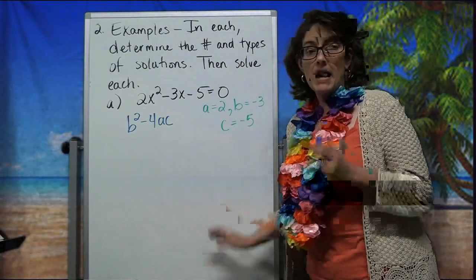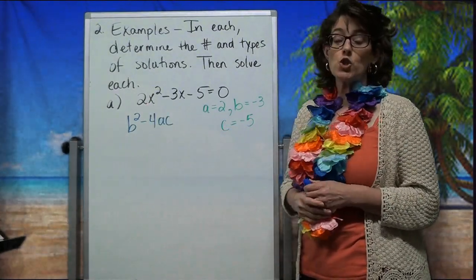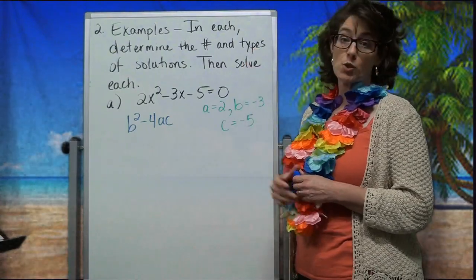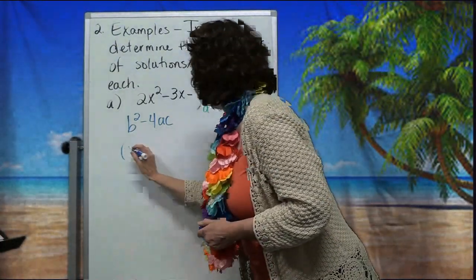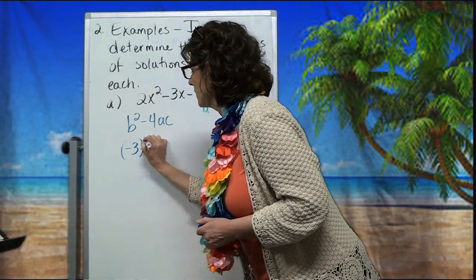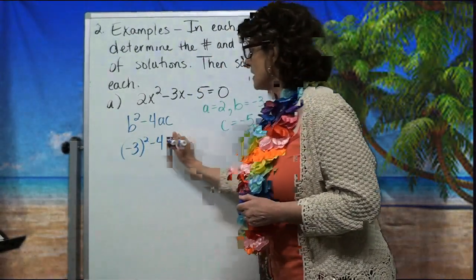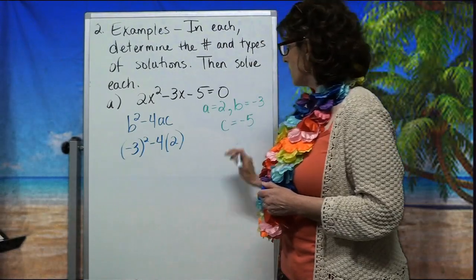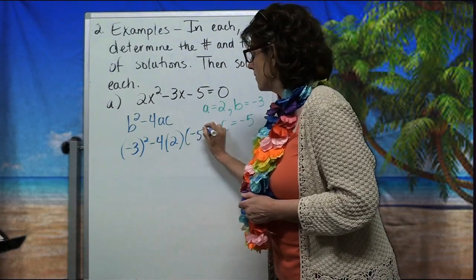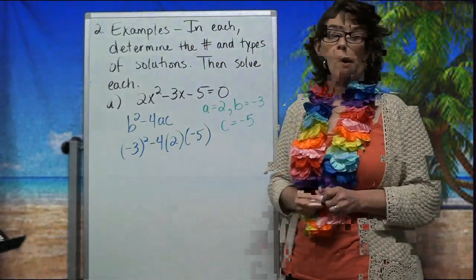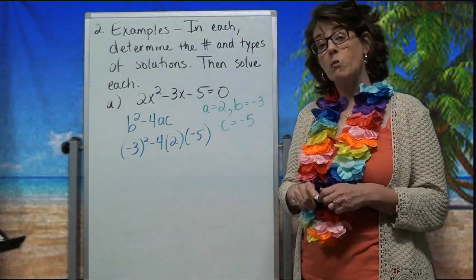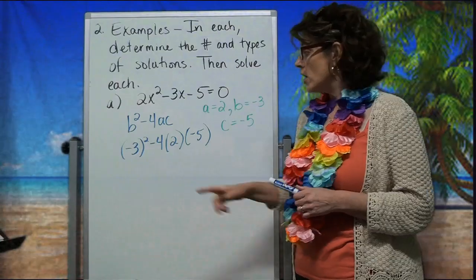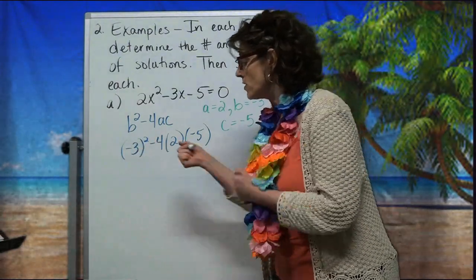So now that I've identified my A, my B, and my C, I can plug them into this discriminant so I can figure out the number and types of solutions that I'm going to have. So I'm going to plug in that B as a -3. I'm going to plug in that A as a 2. And I'm going to plug in that C as a -5. And now I'm going to follow order of operations. Order of operations says that I need to do my exponents before I do multiplication and before I do subtraction. So exponents here, -3 squared is a 9.